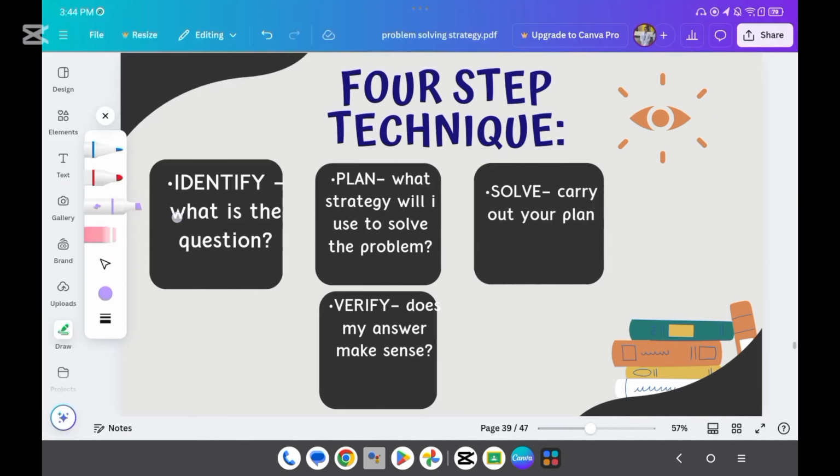To find the patterns, we have 4 steps. First thing you need to do is find out what the question is. Come up with a plan. We're going to use a strategy of looking for a pattern. Then go ahead and solve the problem, carry out your plan. And always verify or check your work, make sure your answer makes sense, and that you actually answered the question.